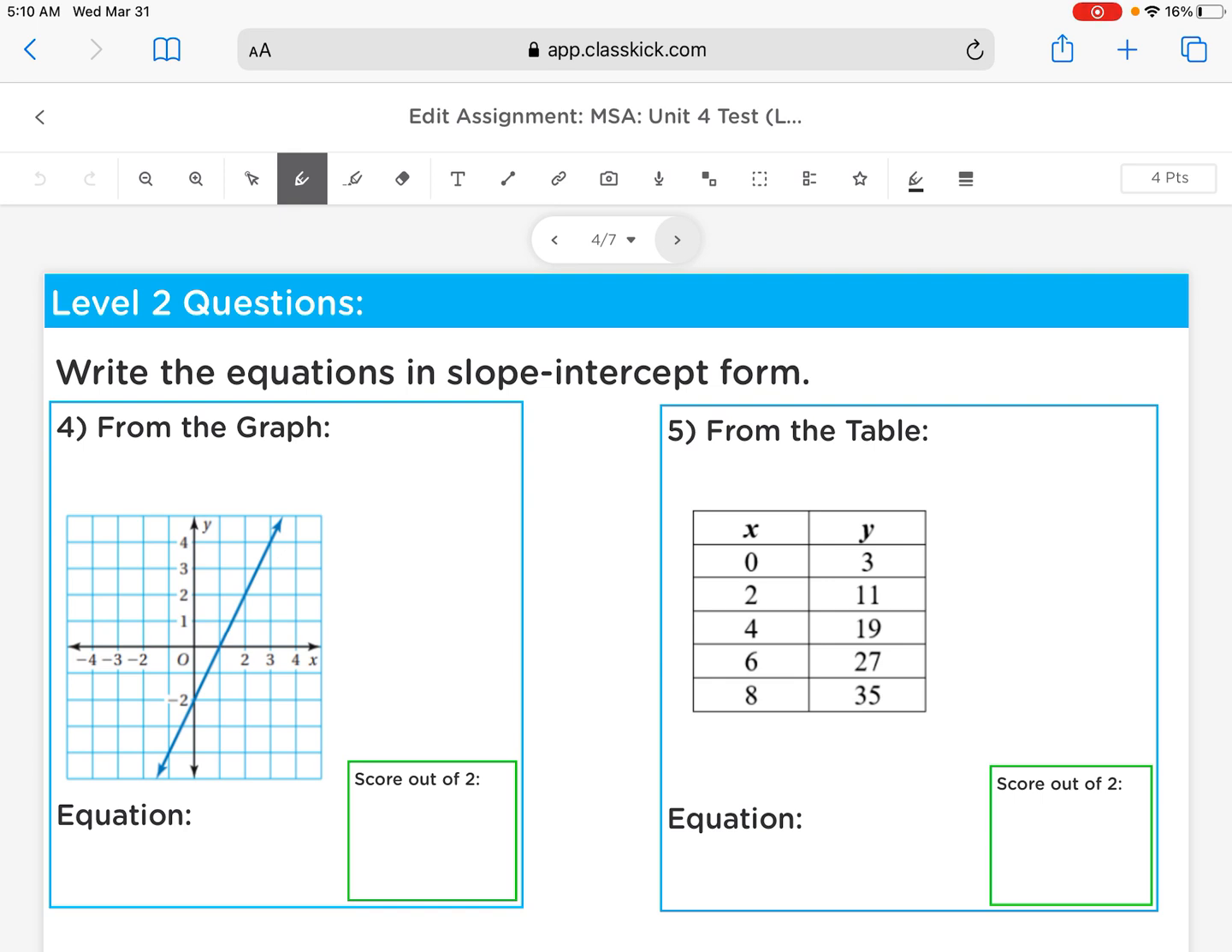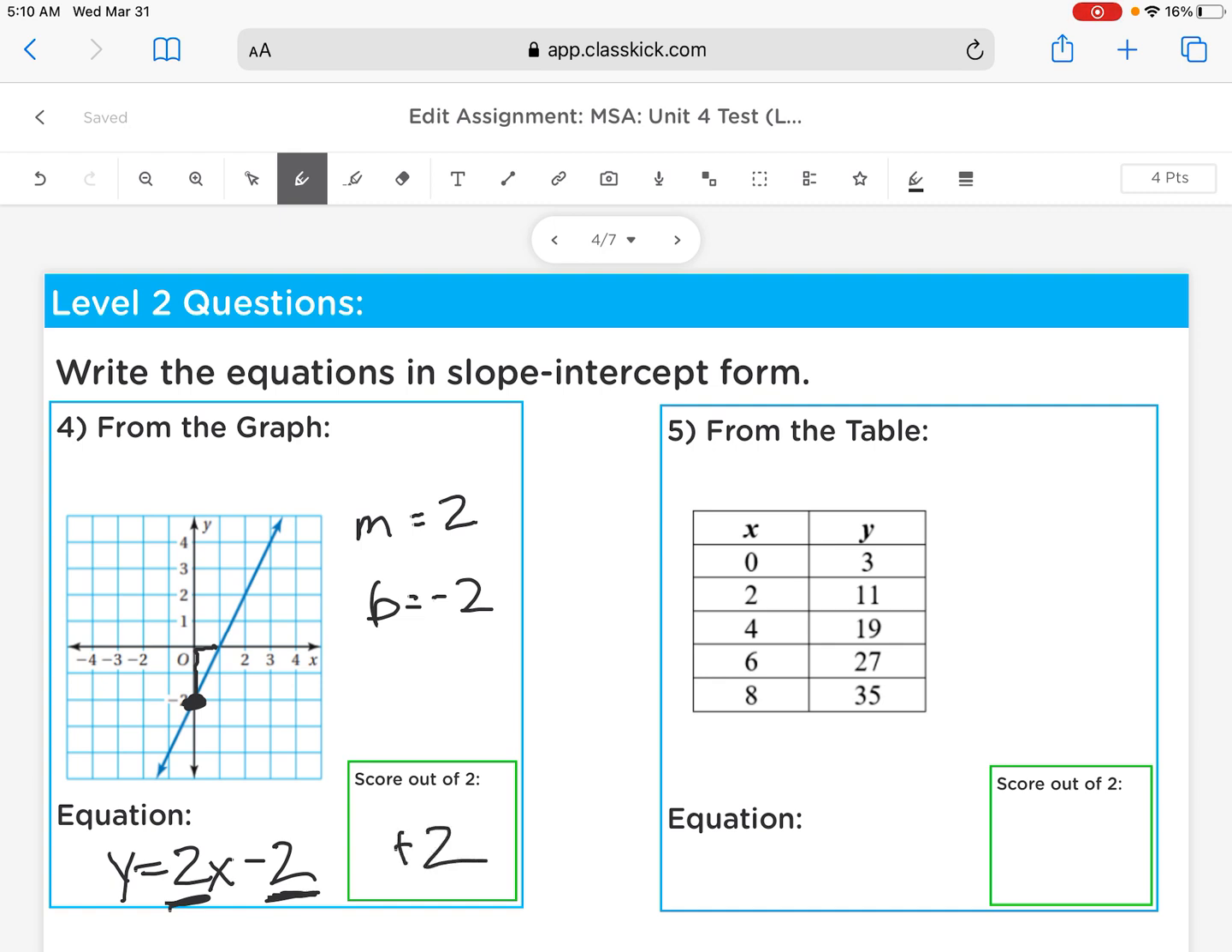Next one, here is the graph. We want to write the equation. Here's my y-intercept, so my b is at -2. My slope, I'm rising 2 over 1, and it's positive. So my slope is 2, or 2 over 1. So y equals 2x minus 2. Again, each piece is worth a point out of 2 points.